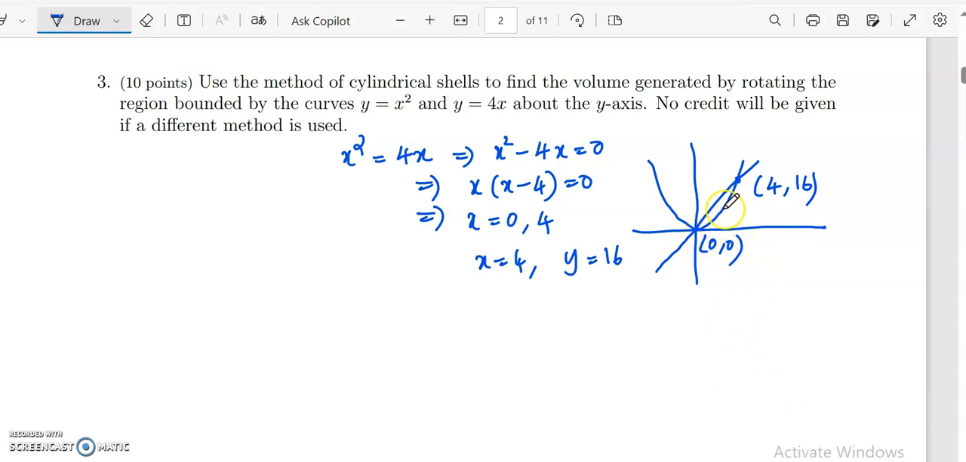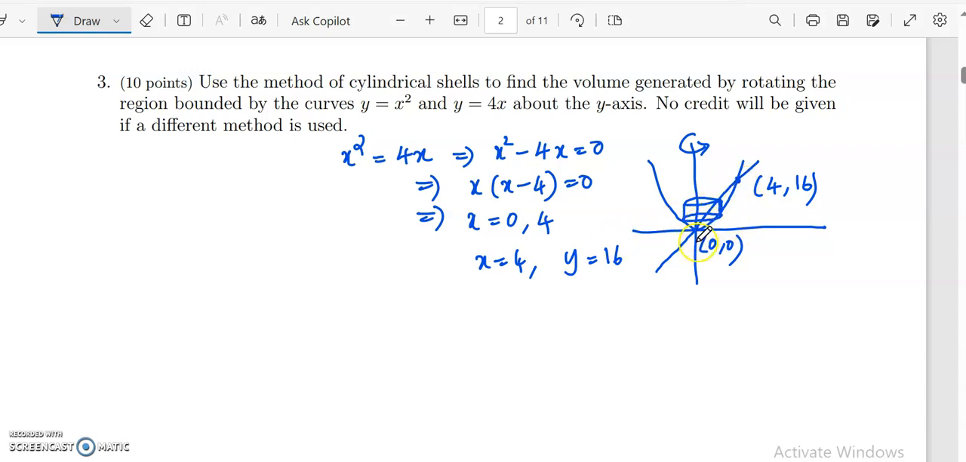So these will be the points of intersection. Now we need to rotate this about the y-axis. So by the method of cylindrical shells, we'll be having a cylinder like this. So if this is the height of the cylinder, then when we rotate this portion, we will be getting a cylindrical part like this.